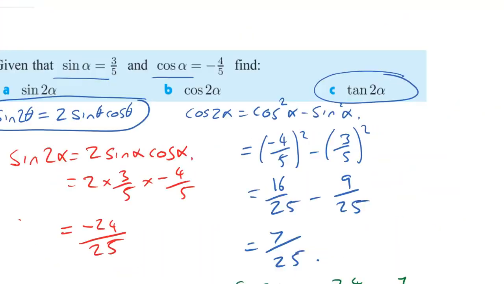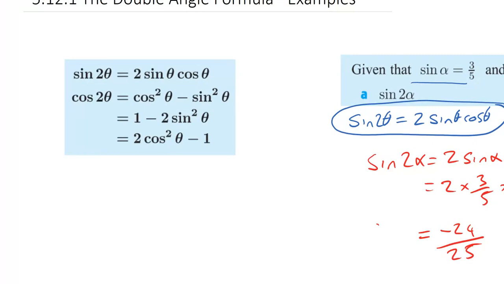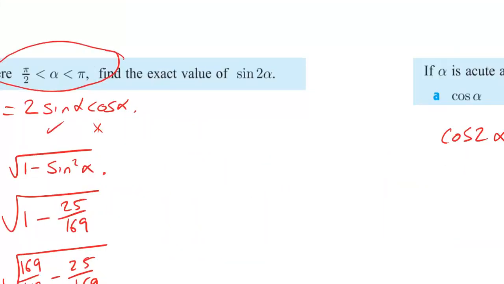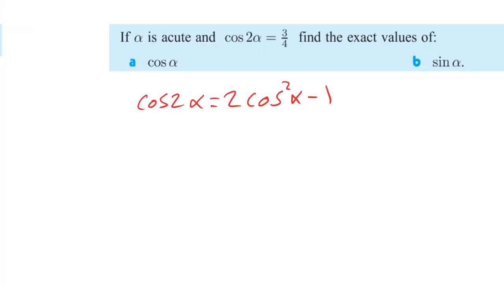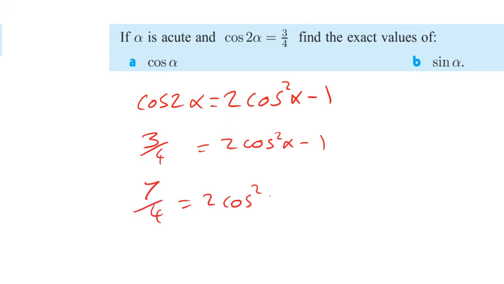And I'm getting this just from the original expressions, right? Okay, I'm looking this up and I'm making the swap. So from here, we can start putting in some numbers because we know that this is 3/4. And now it's a question of rearranging. If I add 1 to both sides, I'm going to have 7 over 4 is 2 cos squared alpha.